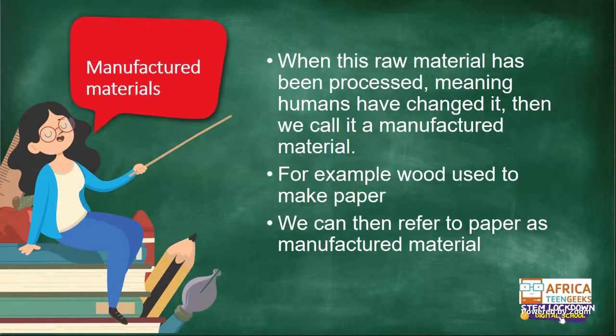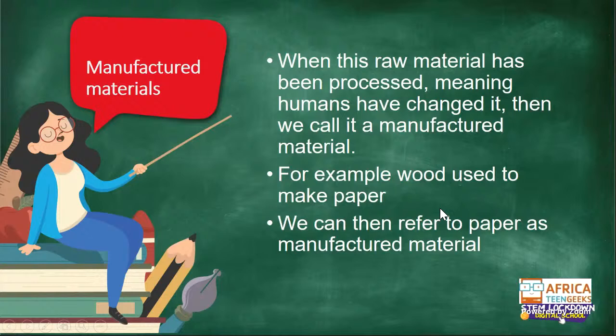And then manufactured materials. Now we're done with raw materials. We know that raw materials are natural, and we know that raw materials are not yet processed. So now we move on to manufactured materials. When a raw material has been processed, meaning humans have altered it, humans have changed it, it can now be called a manufactured material because it's no longer the same as it was.